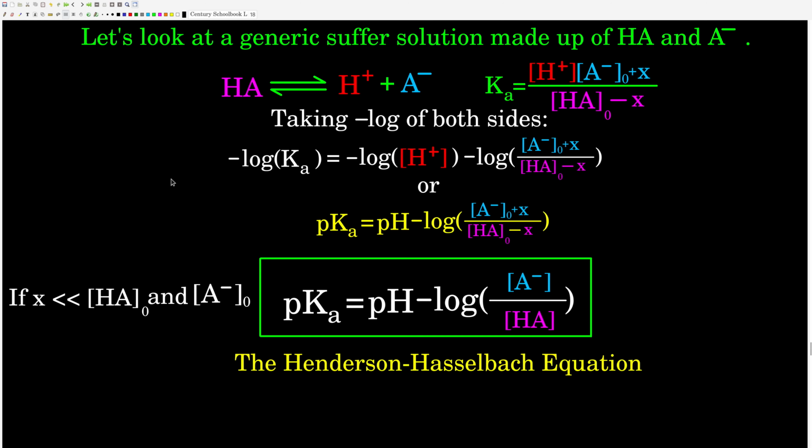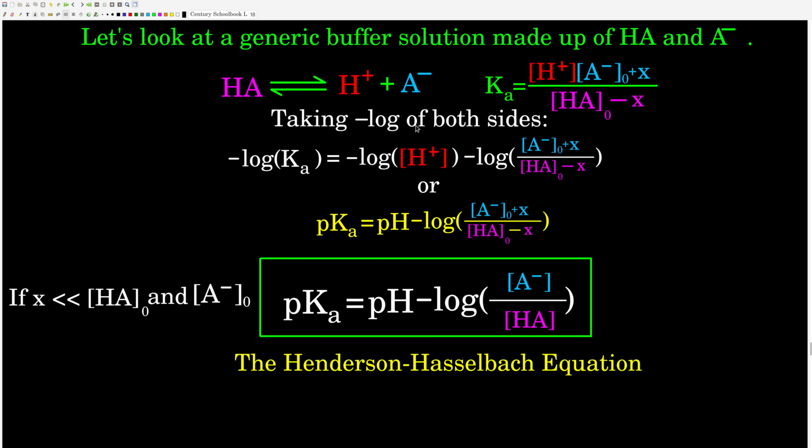Now let's look at a generic buffer solution, made up of our generic weak acid and its conjugate base. So there's our equilibrium: the acid in equilibrium with the hydrogen ion and its conjugate base. Ka looks like this. Now what I've done is written the equilibrium concentrations of the conjugate base and the weak acid in terms of x, plus x here and minus x over here. Or it could be minus x plus x, depending upon the concentrations, but you'll see it doesn't matter.